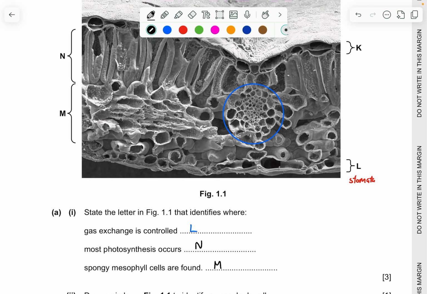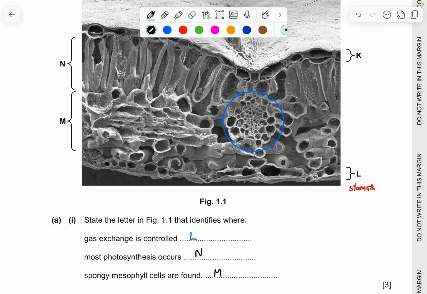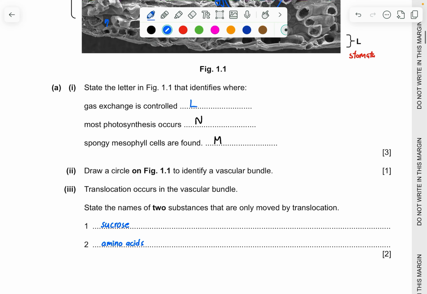Why? Because you can see that usually the palisade mesophyll cells are lined quite parallel with each other. You can see the parallel sequence, while the spongy mesophyll cells usually have a lot of spaces in between. You can see the spaces in between here. So that shows that there's larger surface area for gas exchange to occur. Okay, apologies for that.